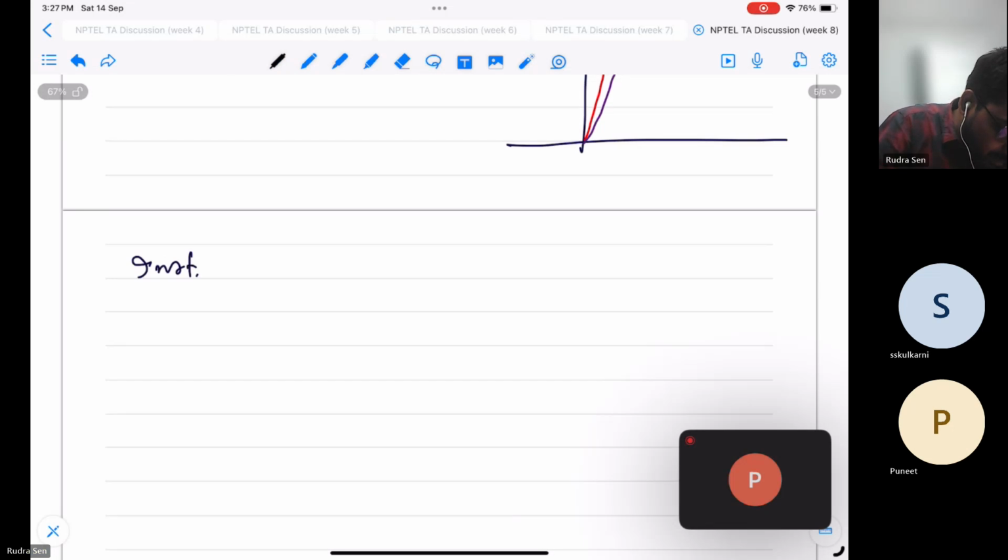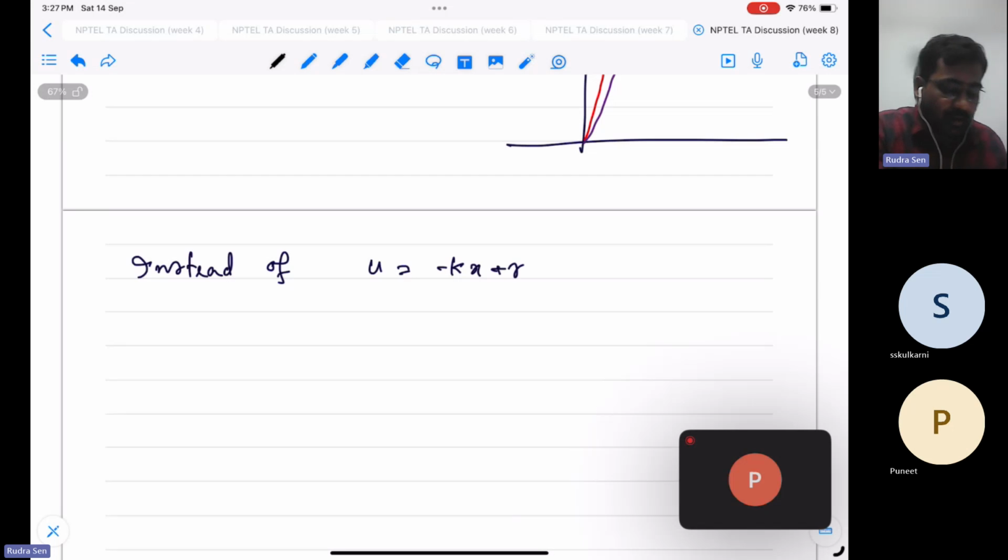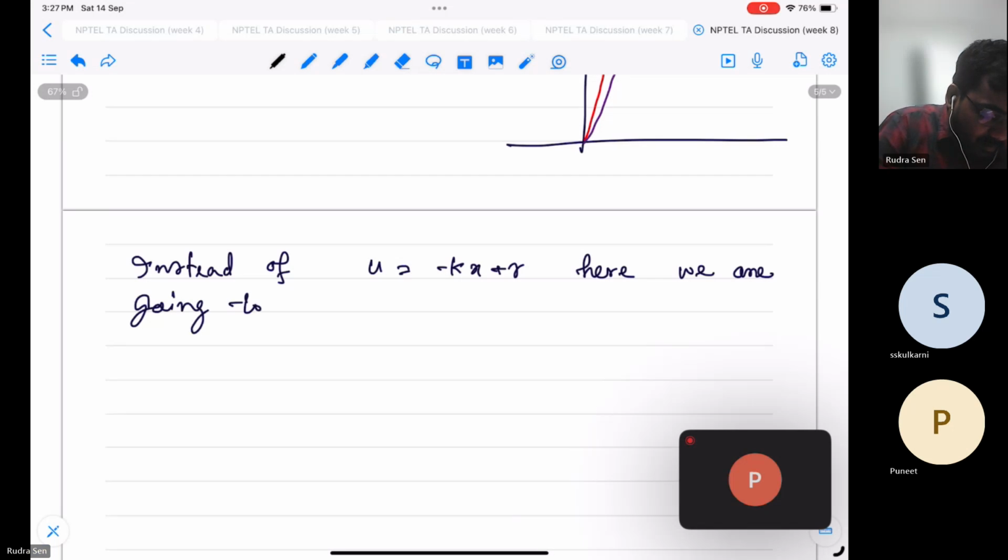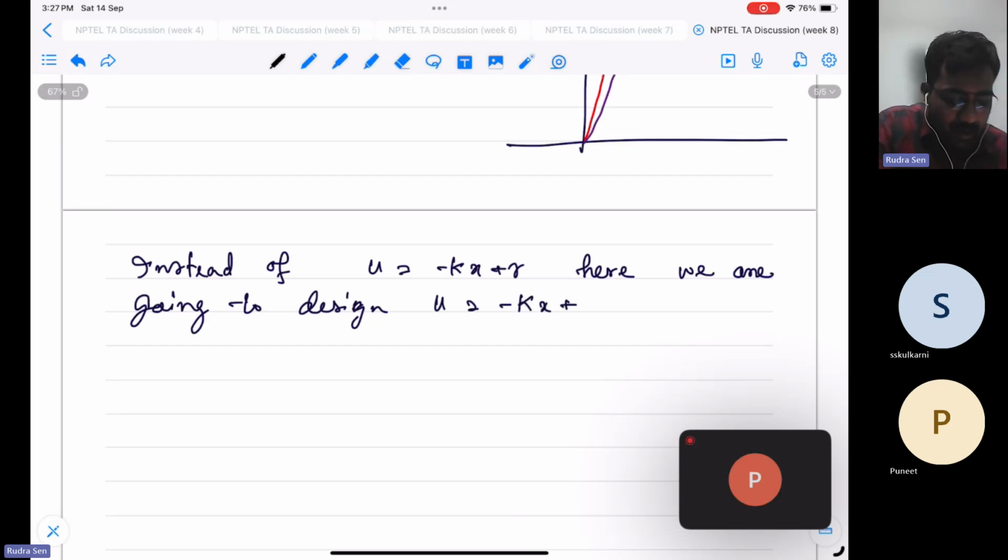So now, instead of u equals minus kx plus r, we are going to design u equals minus kx plus mr. We have already designed this k term, and we have considered over here that my m is I.